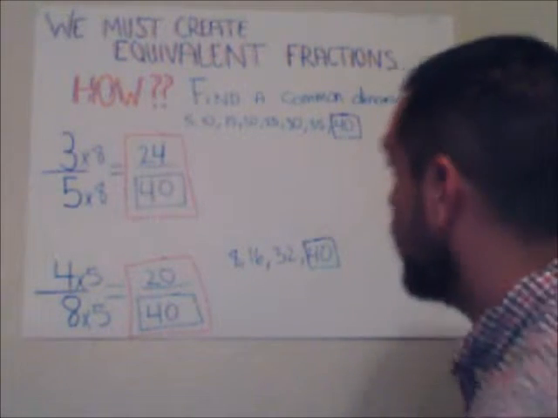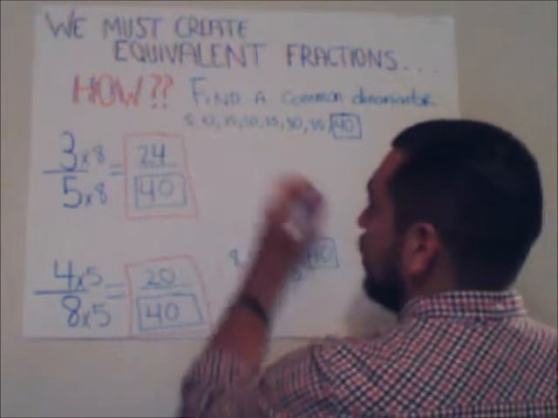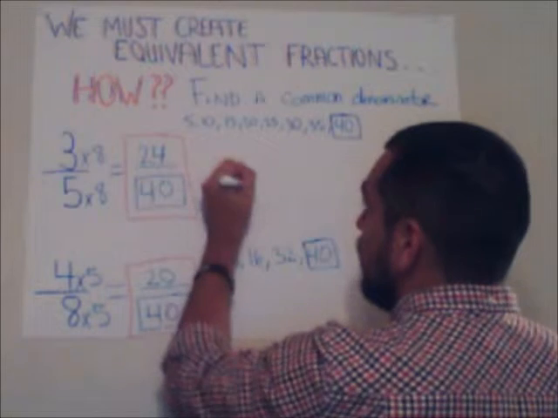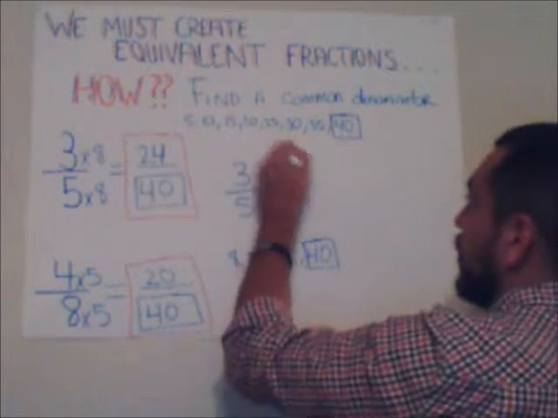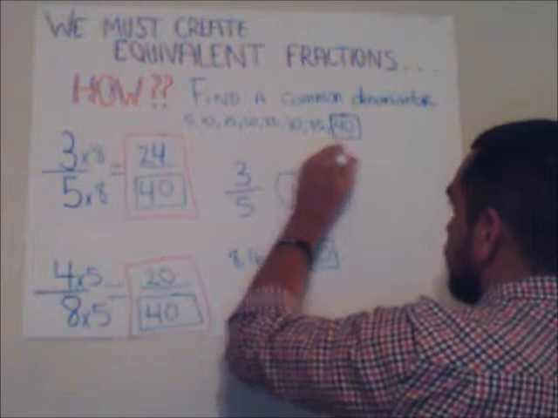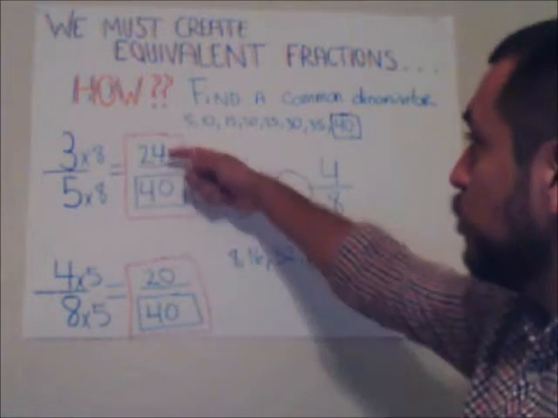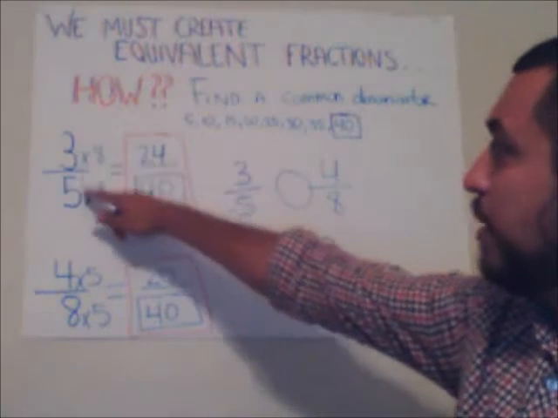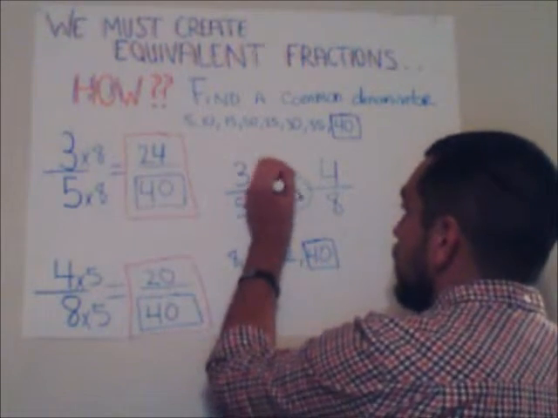So we can go ahead and finish our problem, which was 3/5, and we're comparing that to 4 over 8. And now we know 24 is greater than 20, so we know that 3/5 is greater than 4/8.